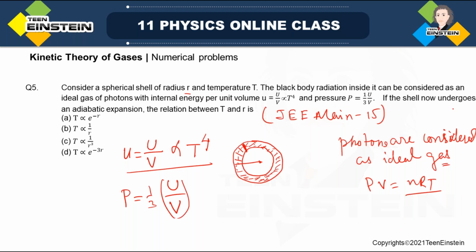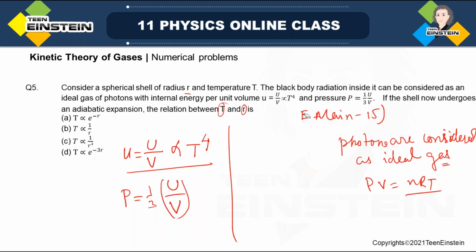Now you have to find, if the cell undergoes an adiabatic expansion, what will be the relation between T and R? What will be the relation between T and R? So how to solve this? I'll just remove this part so that I can get some space to solve over here. Let me take a boundary over here, and let me erase this also.